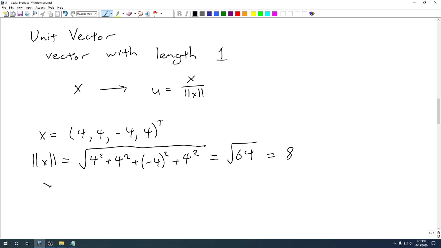That means that if we take x and we divide it by its magnitude, if we take each thing in x and we divide it by 8, well, 4 over 8 is 1/2. We get another 1/2. Negative 4 over 8 is a negative 1/2. And we get another 1/2. So this is a unit vector. If we found the length of it using our formula for length, we would get 1. And we also have it in the same direction as x. It's just a scalar multiple of x, so it keeps the same direction as x.